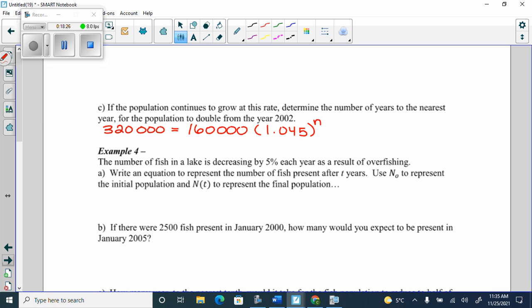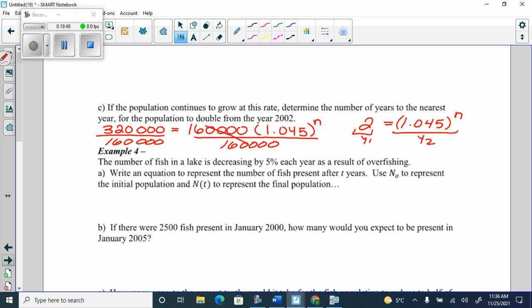To the nearest year. So we needed to double, so we're going to have to first always divide our initial over, which makes it 2 equals 1.045 to the N. And then how can we only do this now? Y1, Y2. That's all you got. You have no more tools in your tool belt right now to do anything more than that. So typing it into your calculator, in Y1 you have 2, and in Y2 you have 1.045 to the X.